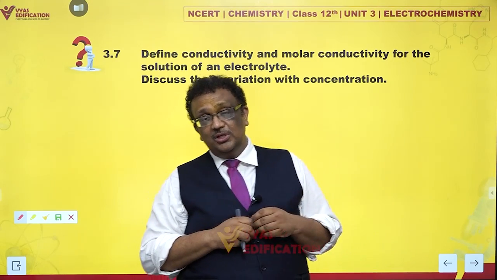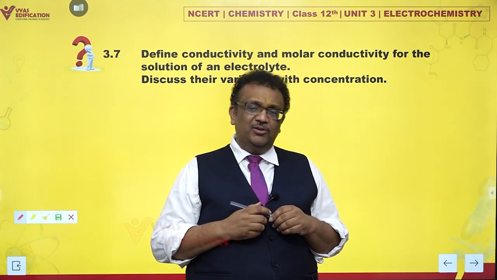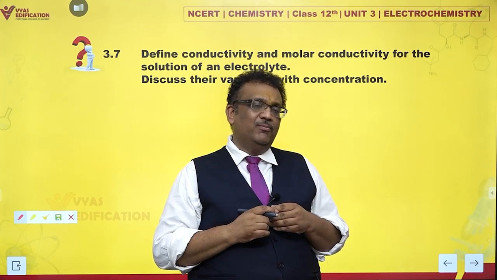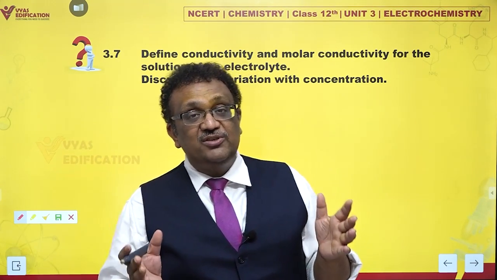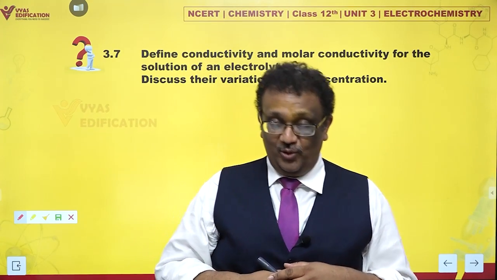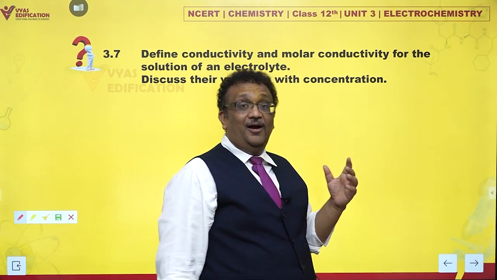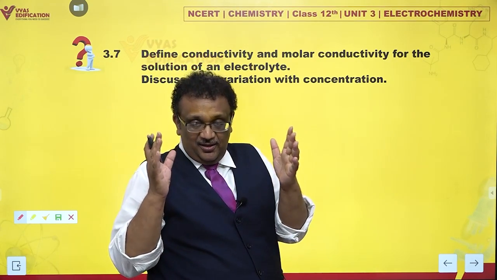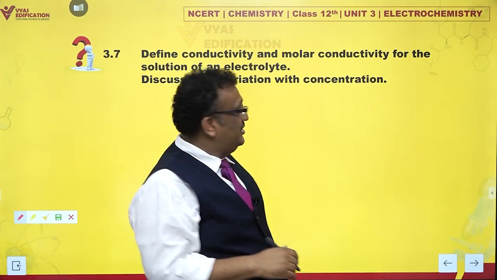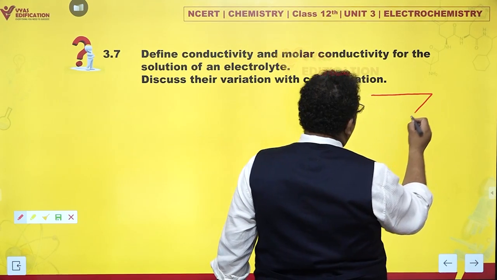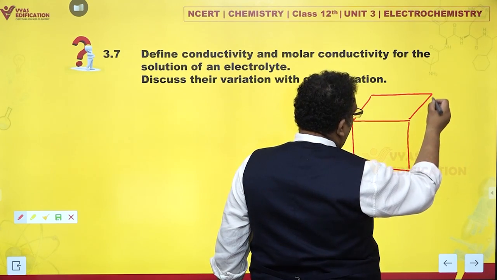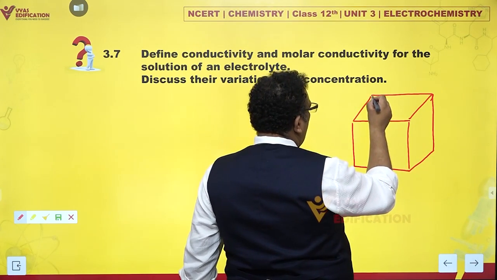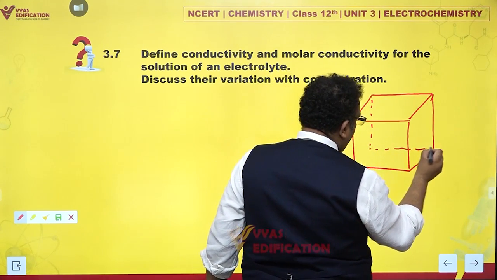Well, by passing current through a solution. And if you're trying to pass current through a solution, how exactly would you be able to do that? Well, it is usually done in very specific equipment, and we have a cell or an apparatus for measuring this conductance. It's usually made in the form of a cube, or even a cuboid for that matter is okay.